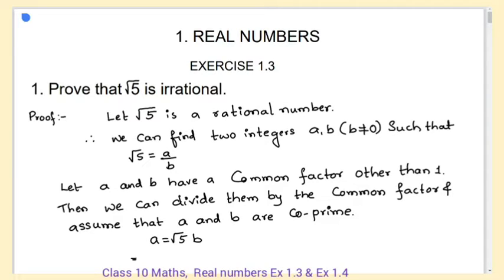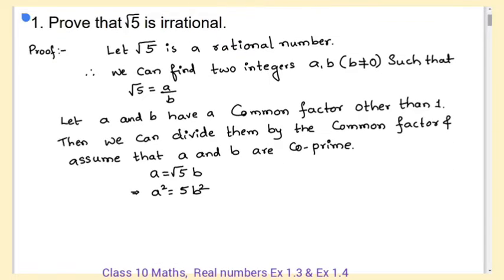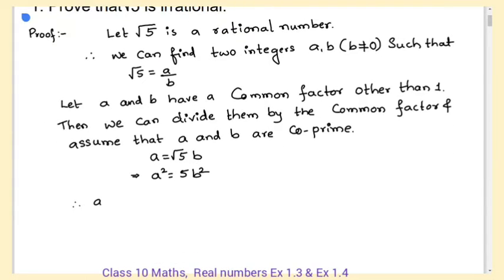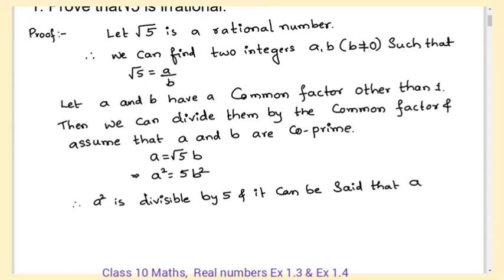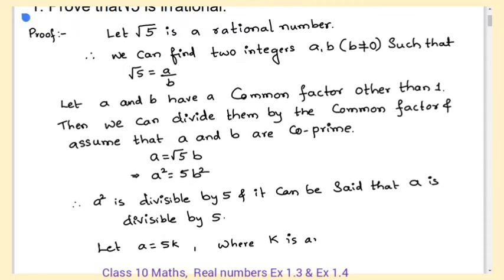Now a is equal to root 5 b. Squaring on both sides, we get a becomes a square, root 5 becomes 5, b becomes b square. Here a square is divisible by 5 and it can be said that a is also divisible by 5. Now let us take a is equal to 5k, where k is an integer.